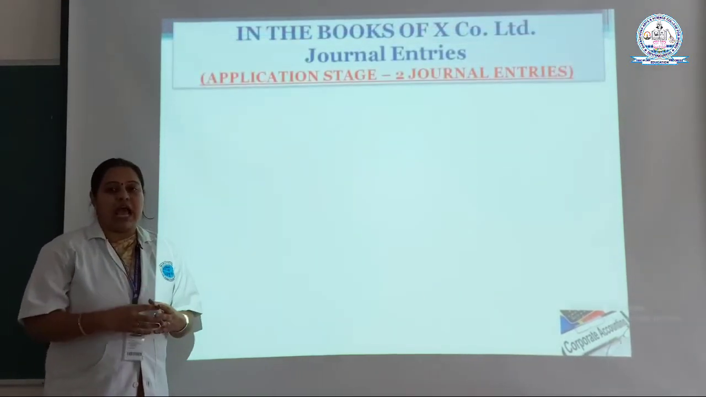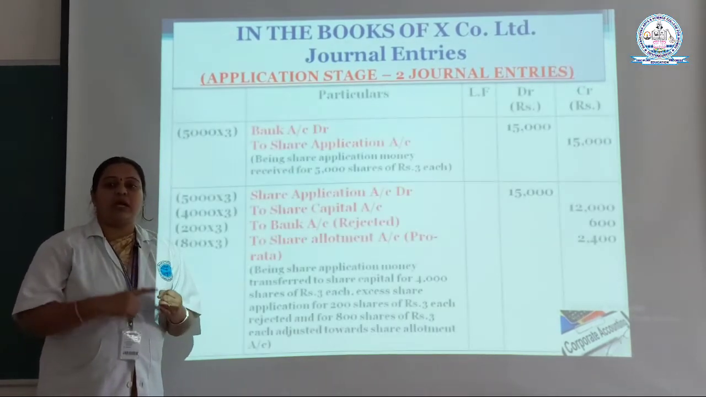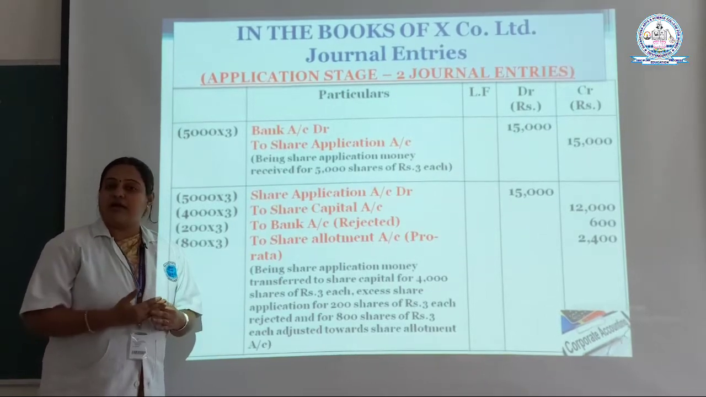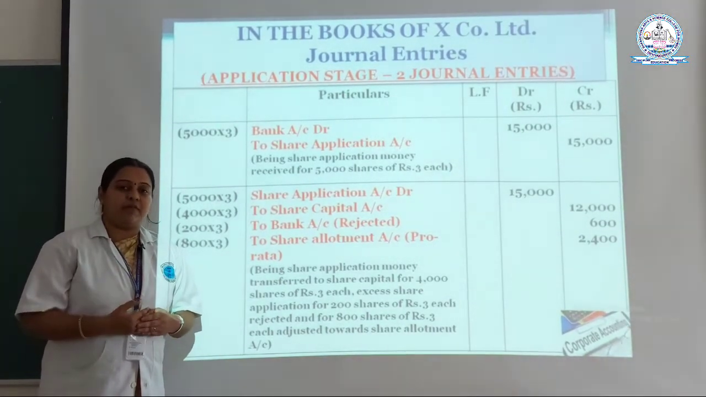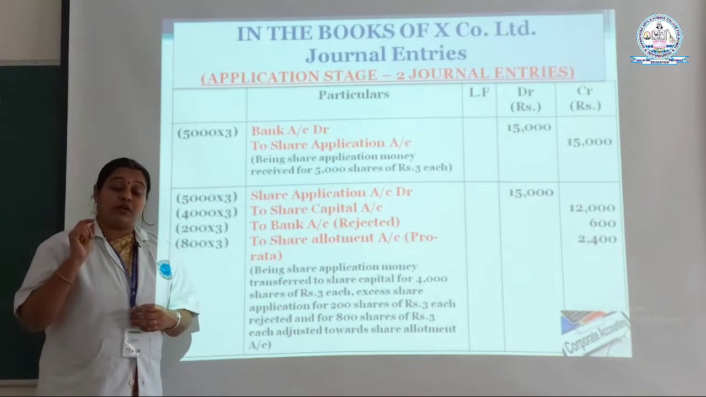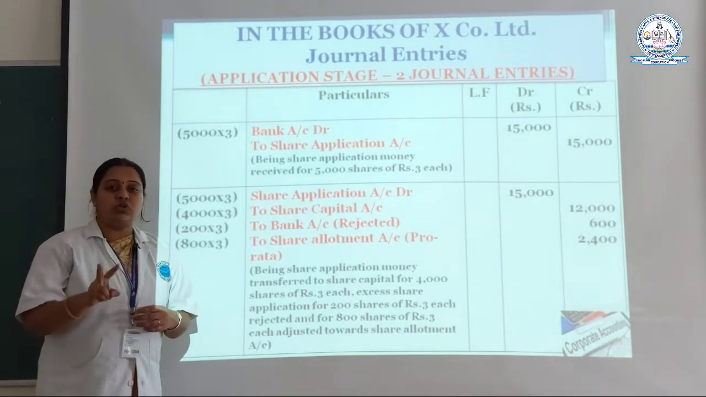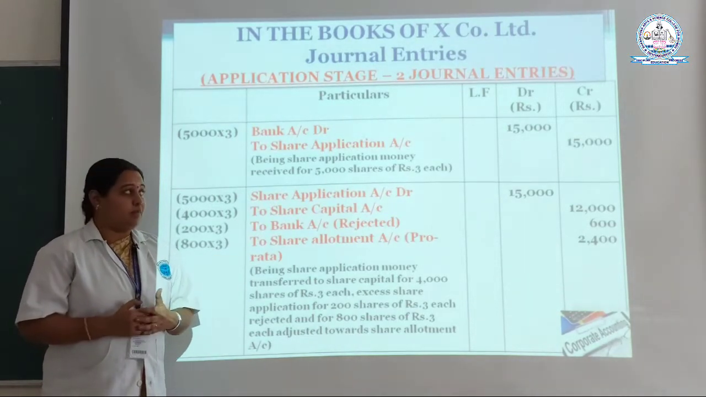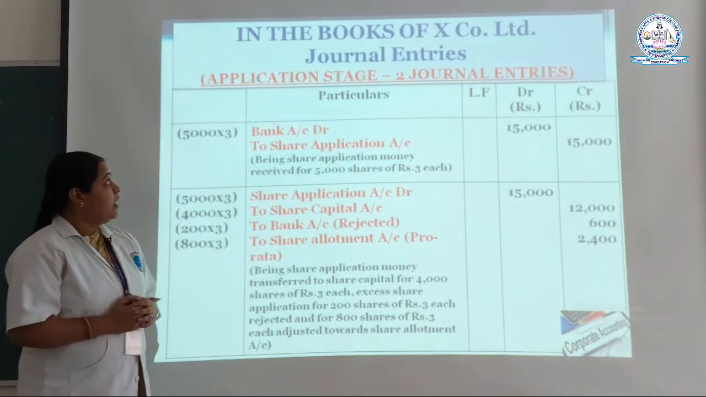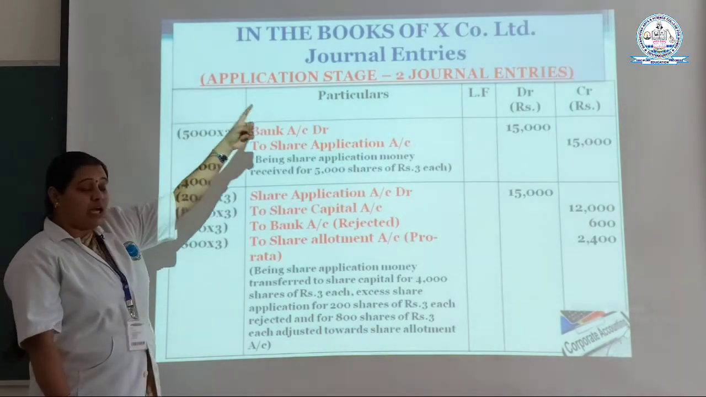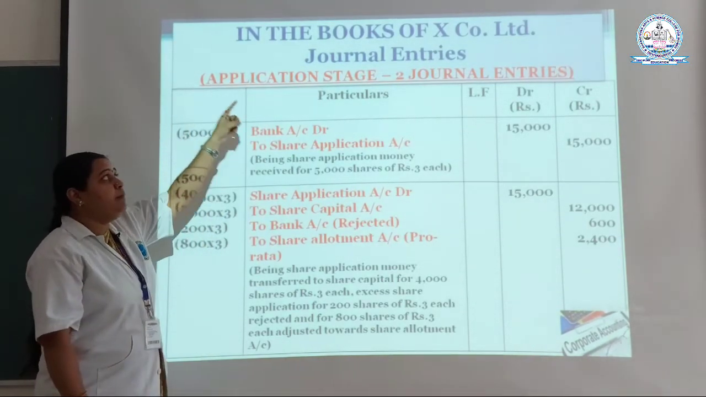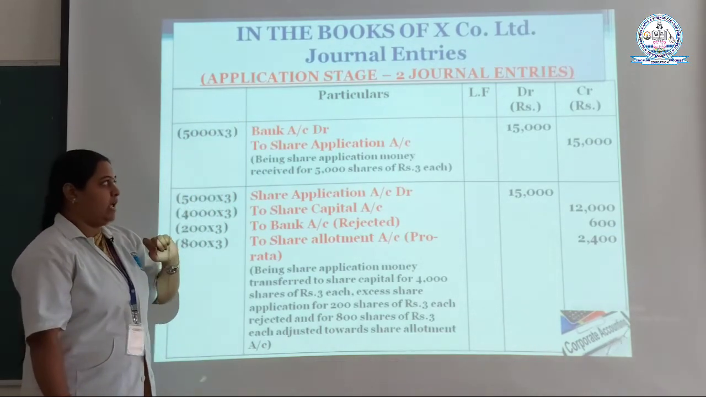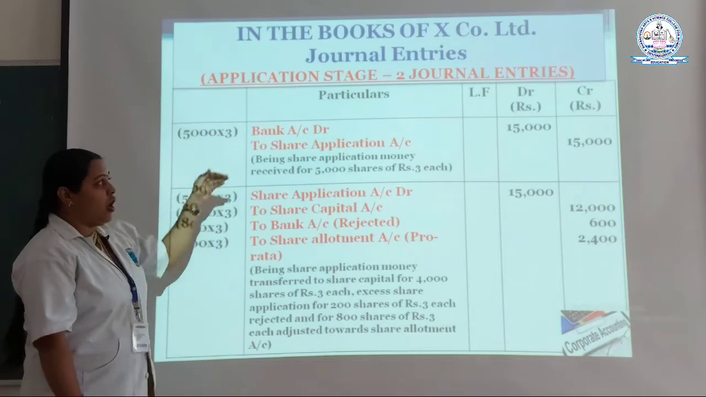Actually for this sum we have 4 stages. One is application, another is allotment, another is first call, and the last is second and final call. There are 4 stages. For each stage you have to give 2 journal entries, so overall you have to give 8 journal entries for this sum. So let's see the sum. For the solution you have to write the heading of this sum: in the books of X Company Limited, journal entries. This should be your heading, and you have to make columns.